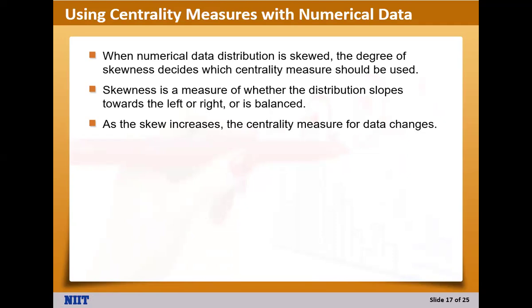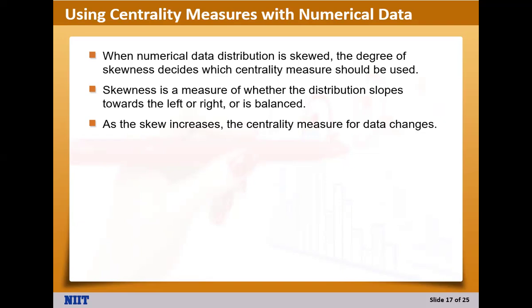than the right side. So in that case, what determines the measurement, how will you then measure? The degree of skewness, which means the degree of steepness of either side, will determine the centrality measure that will be used. So when a numerical distribution is skewed, the degree of skewness decides which central measure should be used.